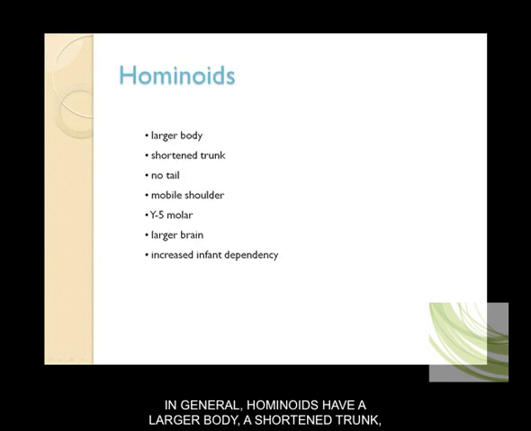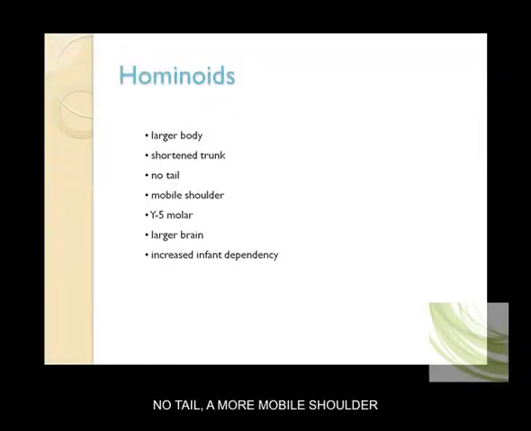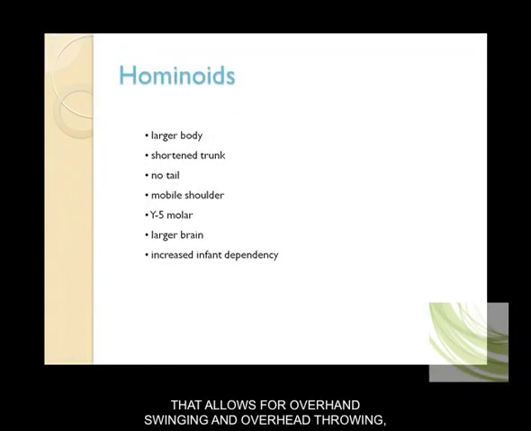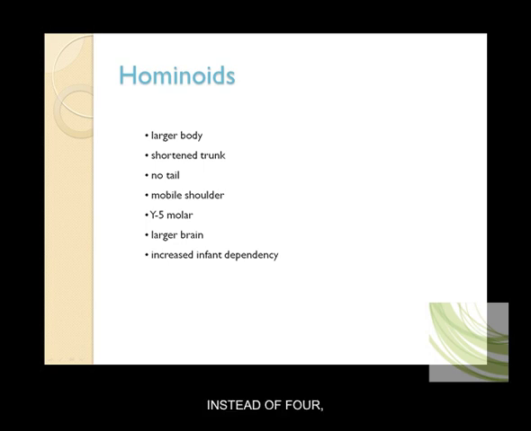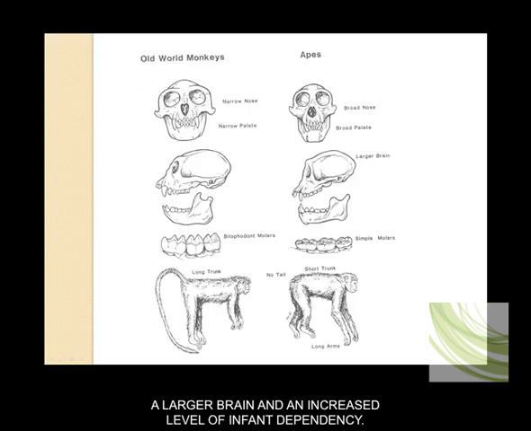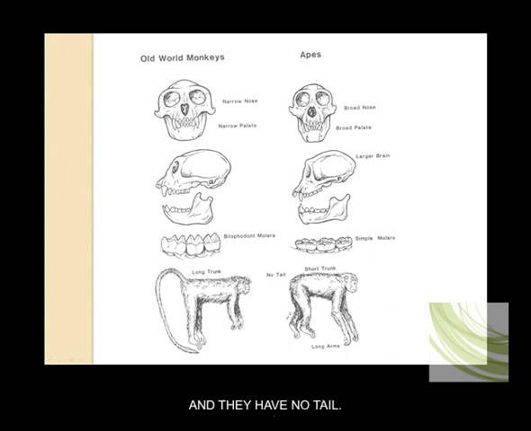In general, hominoids have a larger body, a shortened trunk, no tail, a more mobile shoulder that allows for overhand swinging and overhand throwing, a Y5 molar, which means that the molar has 5 cusps on it instead of 4, a larger brain, and an increased level of infant dependency. If we compare apes to Old World monkeys, we'll see that the nose is broader, the brain is larger, the molars have 5 points, Y5 molars, and they have no tail.